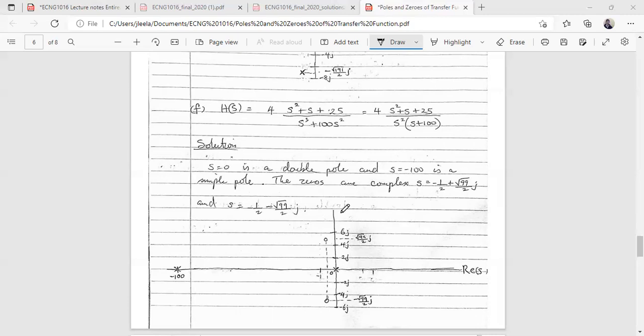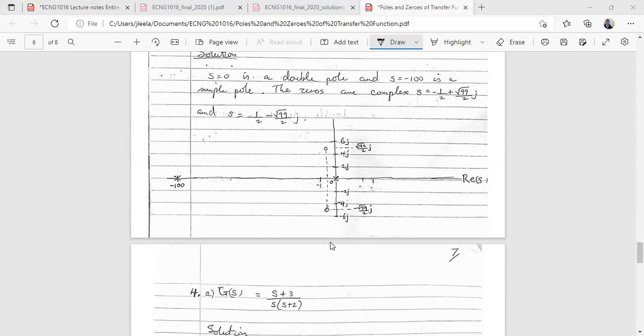So here you have a pole lying on the imaginary axis. So this will tell you that the limit as t approaches infinity of f(t) wouldn't exist, because for the limit to exist, all the poles must be in the left-hand plane.